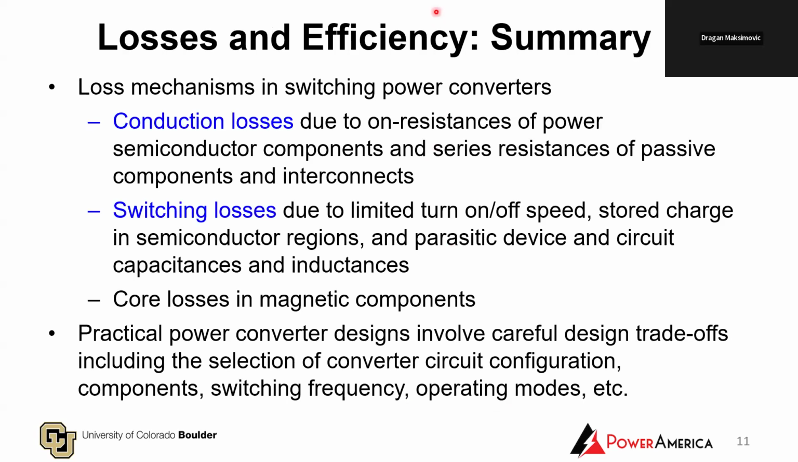As a summary, when we talk about losses and efficiency of the power converters, we want to mention that there are a variety of loss mechanisms in switching converters. The two main loss mechanisms include conduction losses due to on resistances of power semiconductor components and series resistances of passive components and circuit interconnects. Switching losses are due to limited turn-on speed of power semiconductors, stored charge in semiconductor regions, and parasitic device and circuit capacitances and inductances. Importantly, switching losses are proportional to the switching frequency.